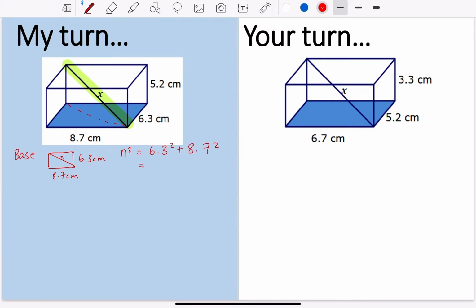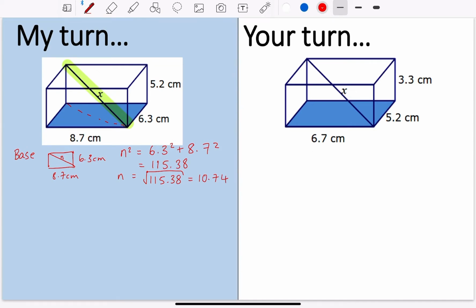Typing this into a calculator, that's going to give me 115.38. You could put units here, obviously it would just be centimeters, but this doesn't tell us anything at the moment. So now to find n, I have to square root that value, so I need to square root 115.38, and that is going to give me 10.74. It does carry on.